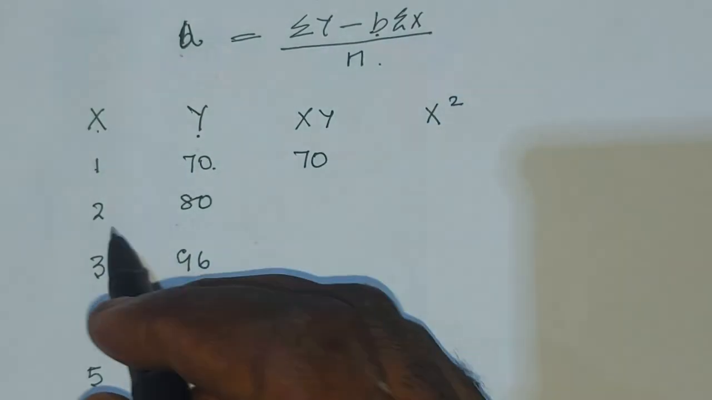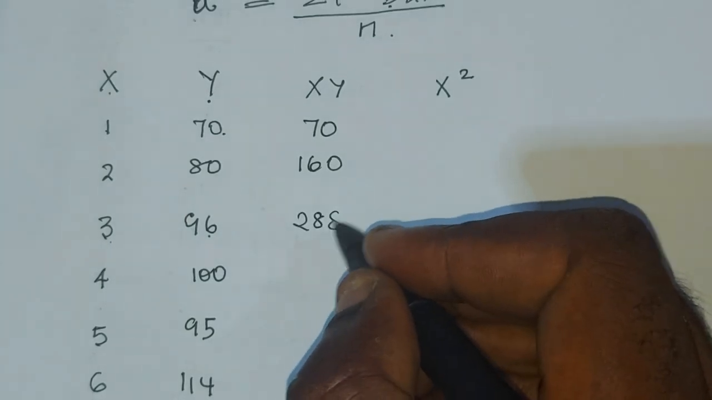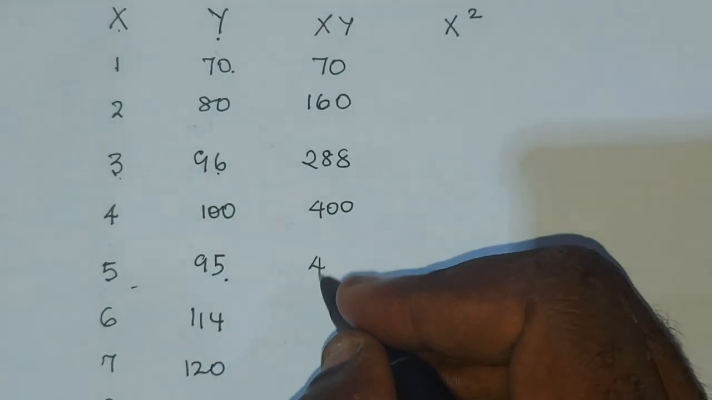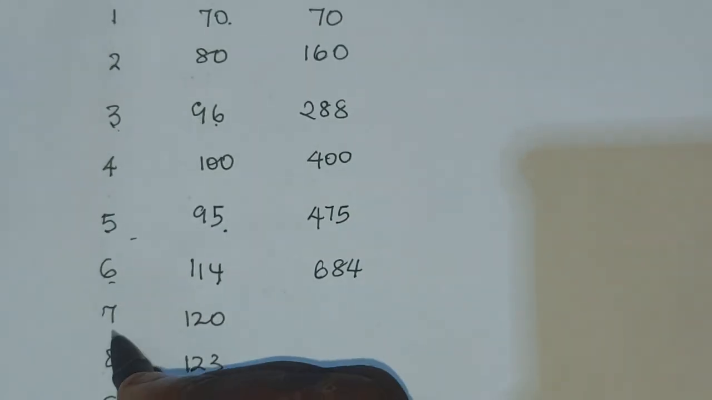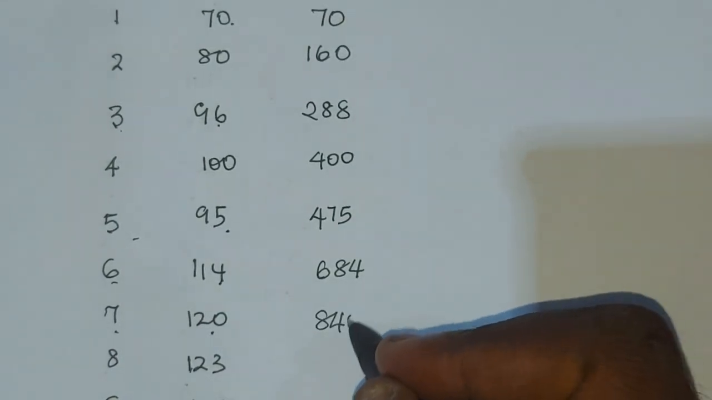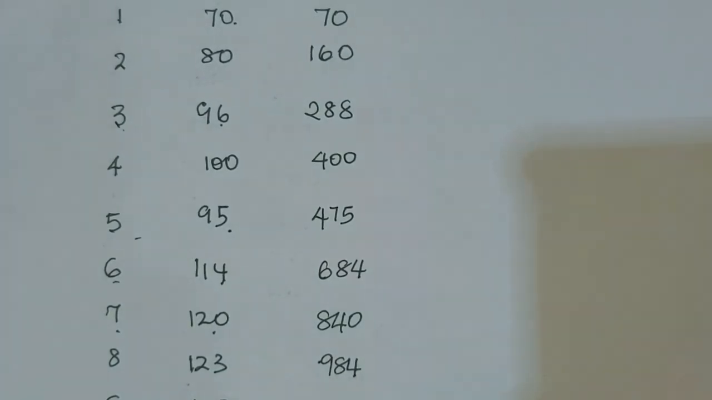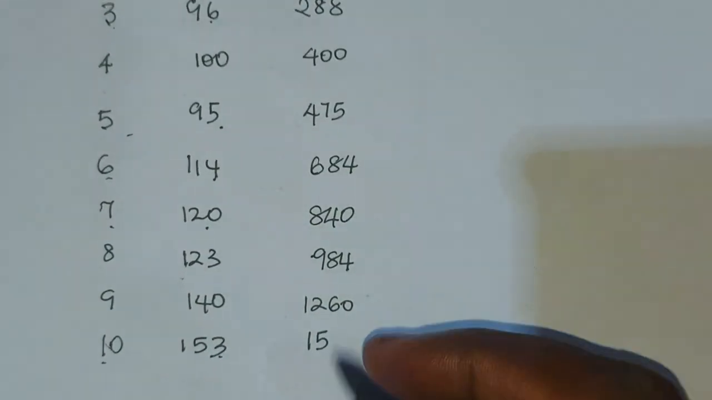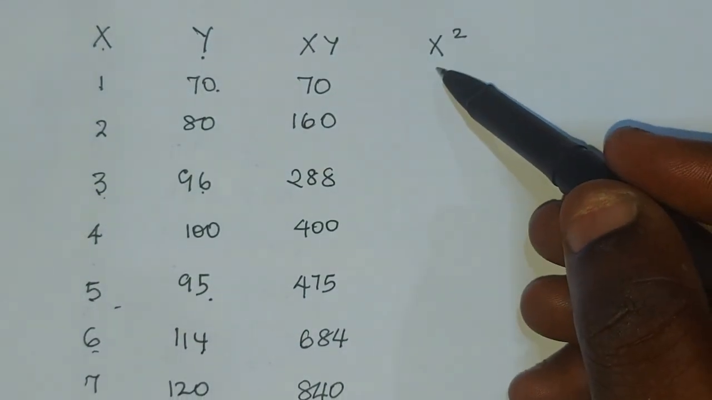Of course, this is 70, this is 160. 3 times this will give you 288. Of course, this is 400. Then 5 times 95 will give you 475. 6 multiplied by this will give you 684. 7 multiplied by 120, of course, will give you 840. And this will give you 984. Then 1260. Then when you multiply this with this, of course, we have 1530.